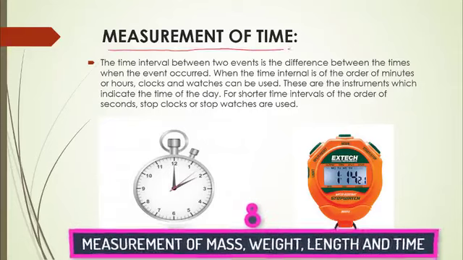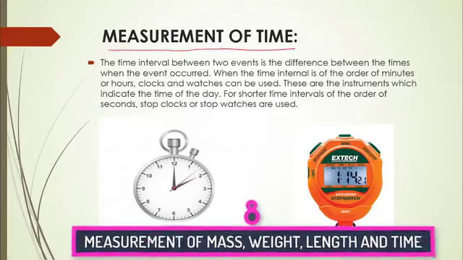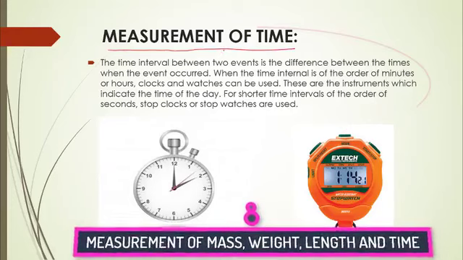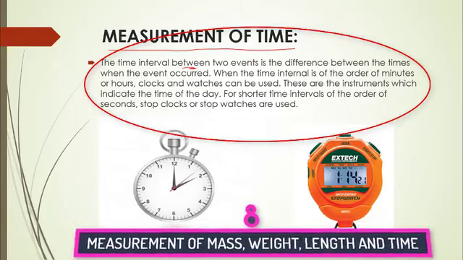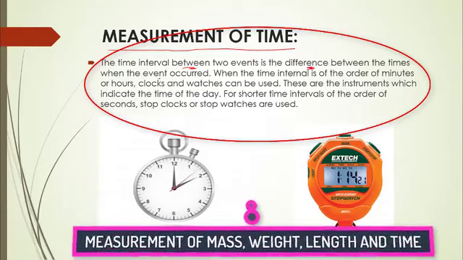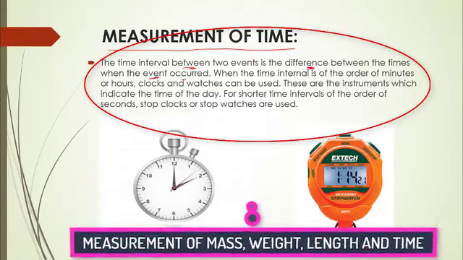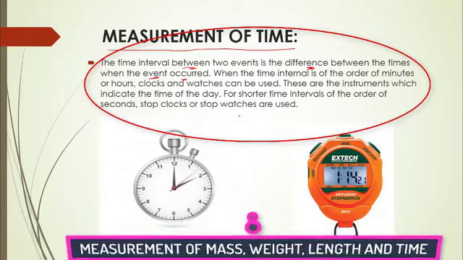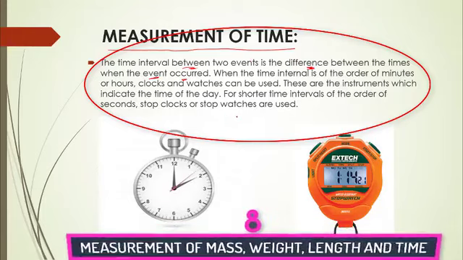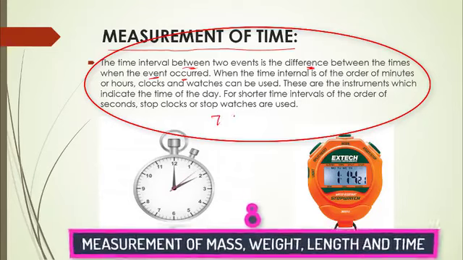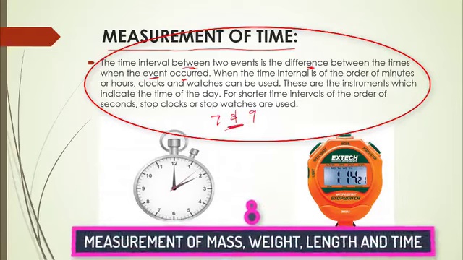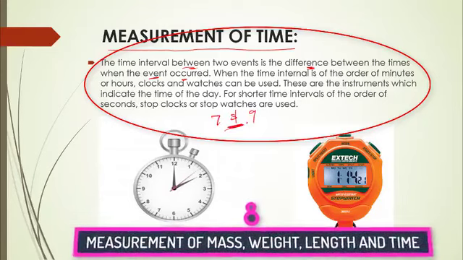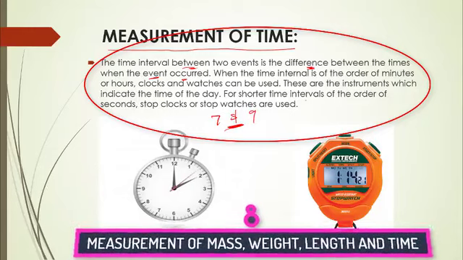Time is also a fundamental quantity. We define time as an interval between two events. In other words, the difference between the period that two events occurred. Let's say you had breakfast by 7 and then you went to school by 9. The time interval between 7 and 9, that's 2 hours. 2 hours gives us time, and that's how we measure time.